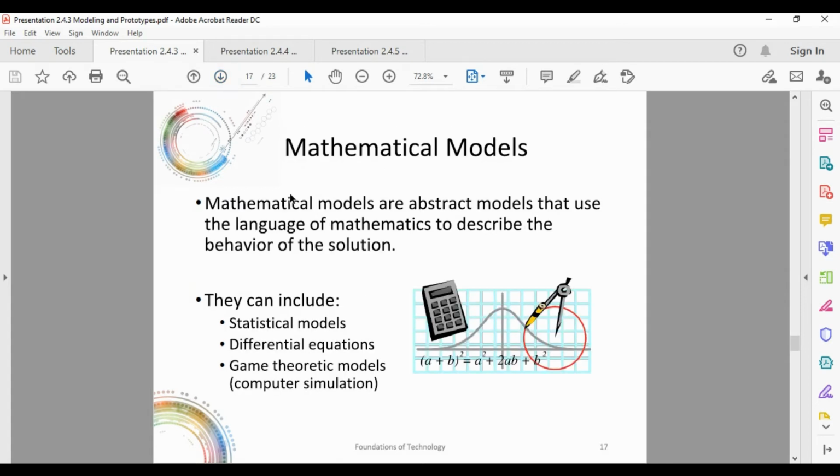Mathematical models are abstract models that use the language of mathematics. Again, word language here, mathematics is its own language. It is something that you do have to learn how to use the phrases correctly. But it uses the language of mathematics to describe behavior or solutions. They can include statistical models, differential equations, game theory models, computer simulations, and things like that.